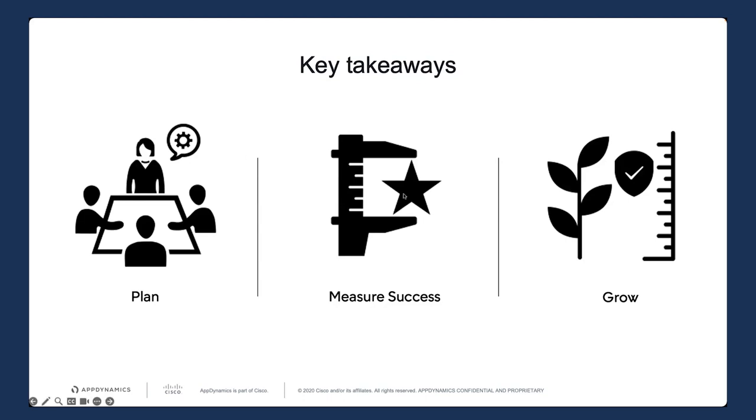Find a way then of measuring success, and it could be the amount of applications that you've onboarded. It could be the amount of key actions that are being monitored. Okay, think about business transactions. How many business transactions are we monitoring? Are we monitoring the key business transactions? Health rules. Are we proactive?